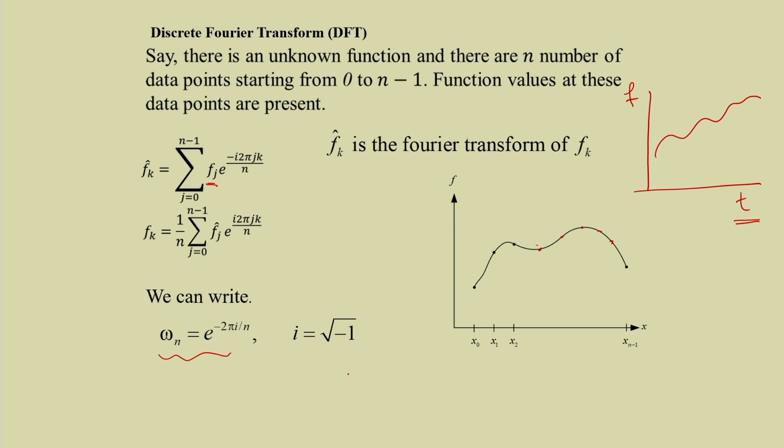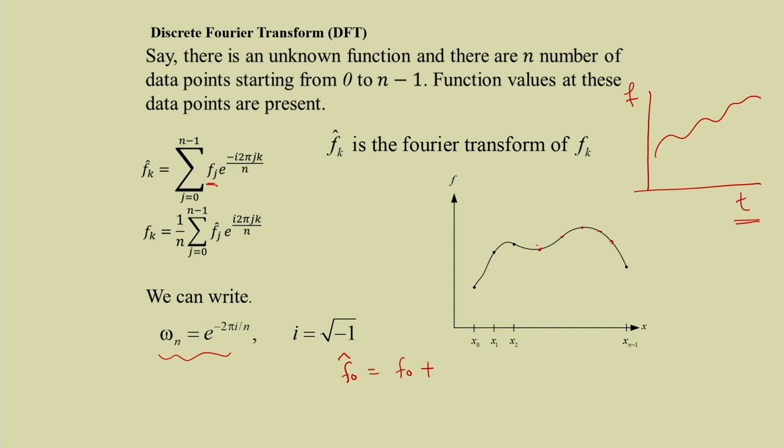For example, now you just take k equal to 0, so let us find f_0 cap. Now j is starting from 0, so this is f_0, e to the power, and k is taken to be 0. So, e to the power 0 equal to 1. So, this becomes f_0. Then plus, next term let us find.